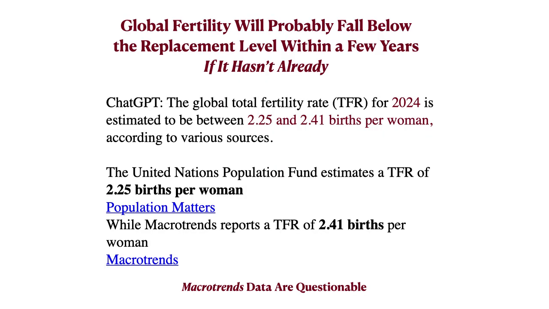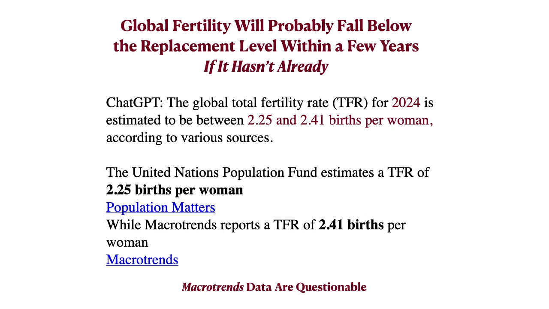Anyway, global fertility will probably fall below the replacement level within a few years if it hasn't already. So ChatGPT tells us that the total fertility rate now for the world as a whole is somewhere between 2.25 and 2.41, getting the 2.25 figure from the United Nations Population Fund and the 2.41 figure from Macrotrends. I did a blog post on GeoCurrents recently questioning Macrotrends data. I think some of it's quite problematic. The United Nations Population Fund is a good source, although, as we'll see later, some people think it is putting those fertility rates higher than they actually are.